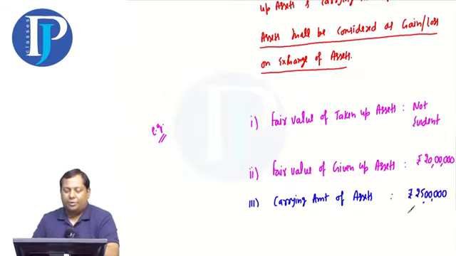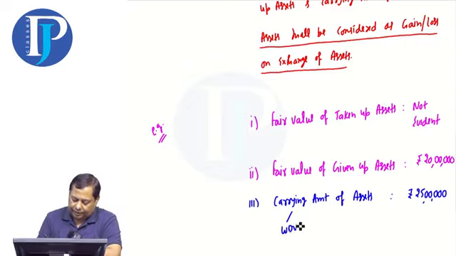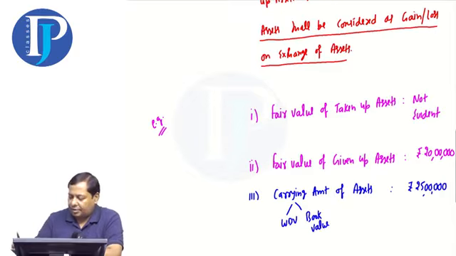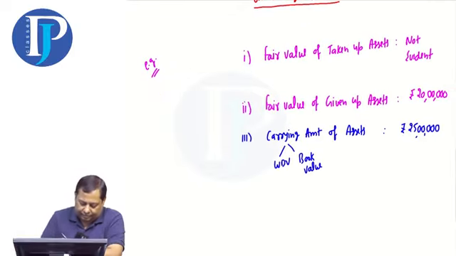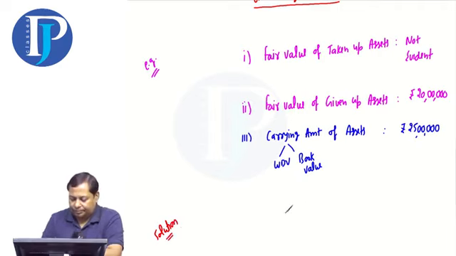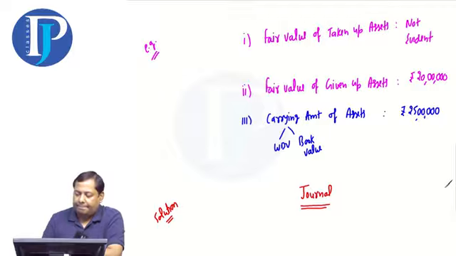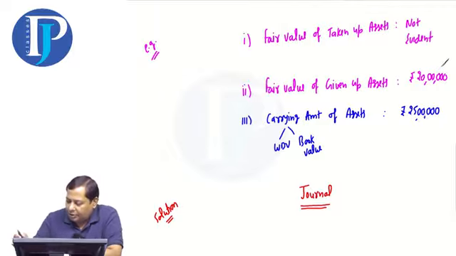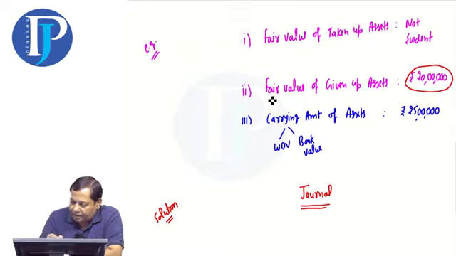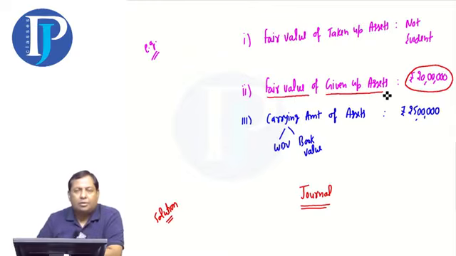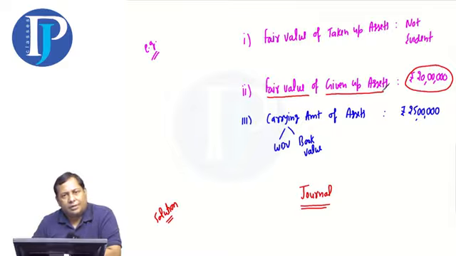Carrying amount means WDV. We can also call it book value. The values recorded in your books are called the carrying amount. Your books are carrying those. Okay, so if you want to add a solution to this example, please tell me what the fair value is. Given up fair value is 20 lakhs. So we will assume that your new asset is worth 20 lakhs.